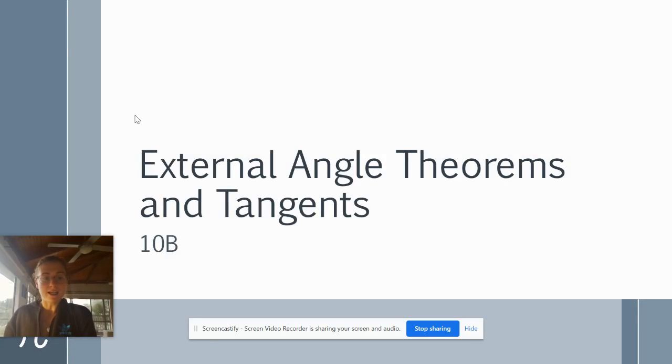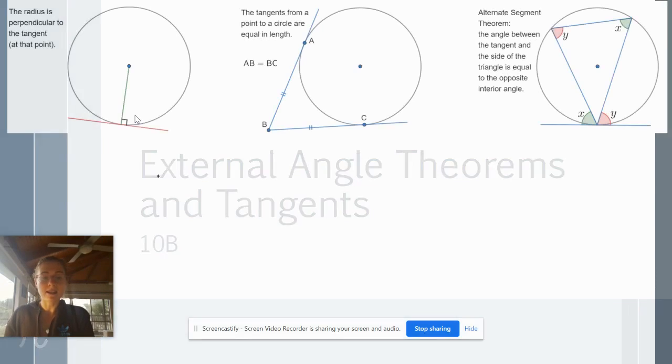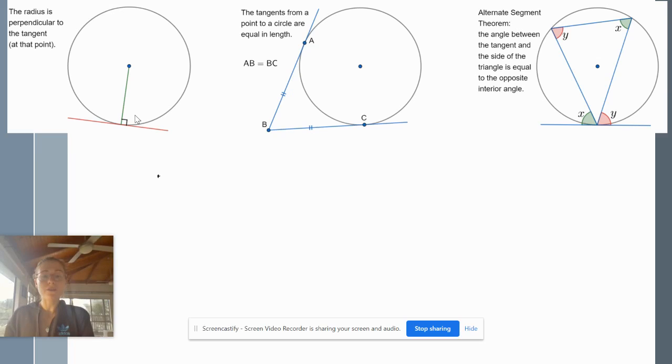External angle theorems and tangents is the topic we're going to be working on today, and this is exercise 10b. There are three different theorems we're going to look at today. I'm going to prove the last one, but make sure you draw these somewhere or write them down.